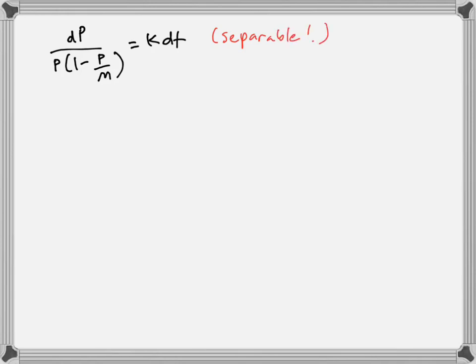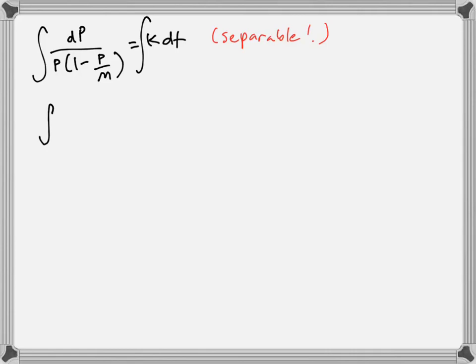So how do we solve it? We integrate both sides. Now, integrating these is not going to be easy. Integrating the right is easy, but integrating the left is not going to be easy. So what I'm going to do is multiply the top and bottom of the left by M. And so let's work on the left-hand side here.